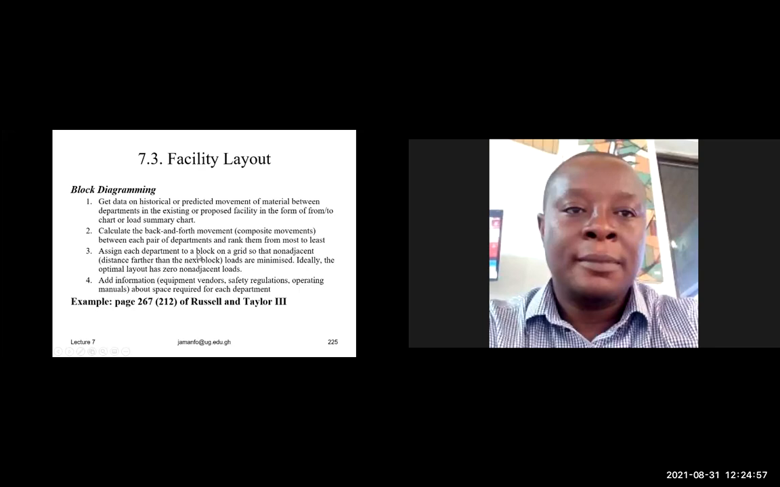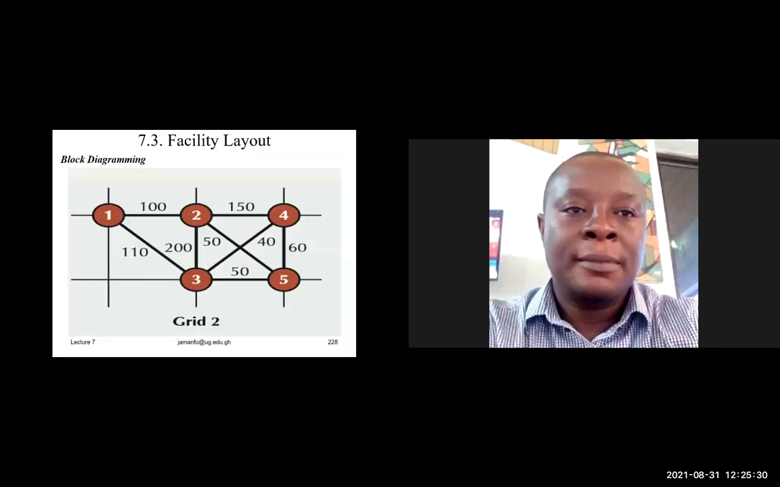Then we assign each department to a block on a grid so that non-adjacent loads are minimized. I'll explain what we mean by non-adjacent, that is, distance further than the next block. Ideally, the optimal layout, please, the emphasis is on ideally, has zero non-adjacent loads. We add information like equipment, vendors, safety regulations, and all that to whatever we are able to produce, okay? So let's take a look here.